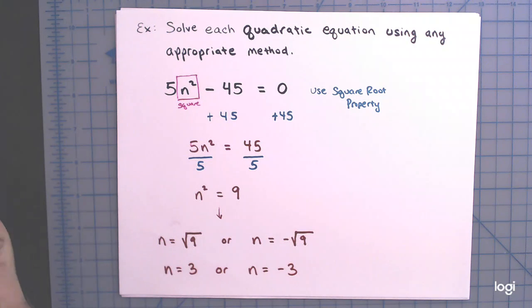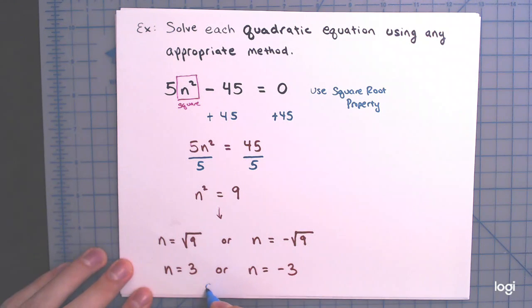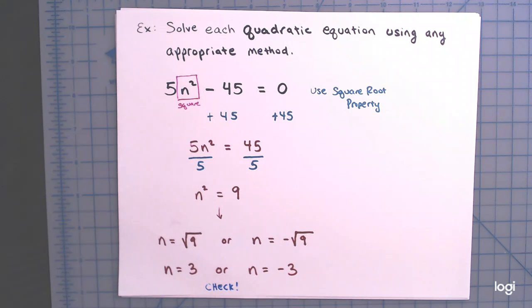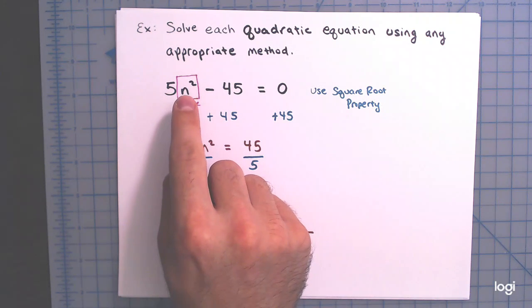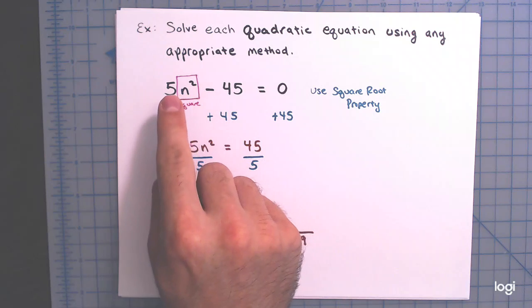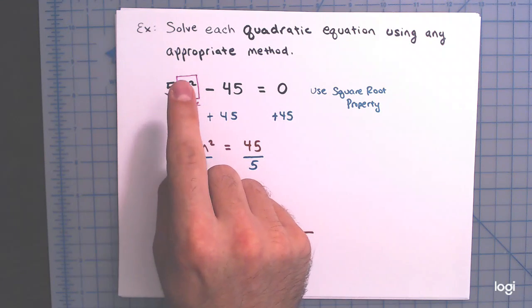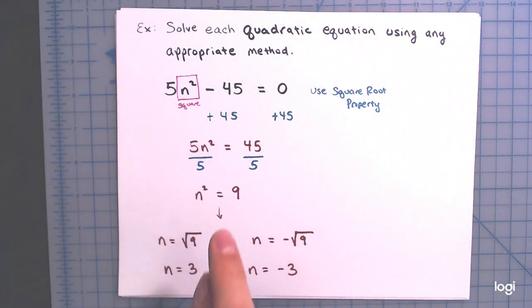And don't forget to check your solutions at the end. Always, when solving an equation, check your solutions back in the original equation, back in the way it originally looked. So I can do these pretty quickly here. If n is 3, putting that in for n, 3 squared is 9. 5 times 9 is 45. 45 minus 45 is indeed 0. So 3 is a good solution.